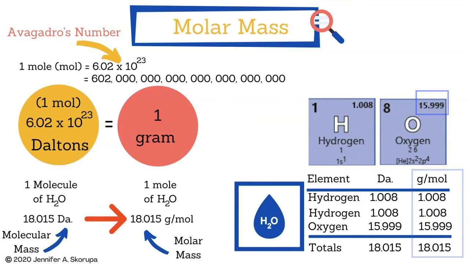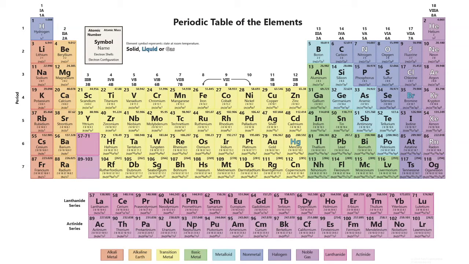So to calculate the molecular mass of a molecule, let's use salt, NaCl, as an example. Looking at the periodic table, I see that the atomic mass of sodium, Na, is 23, and chlorine, Cl, is 35. NaCl, the compound, contains 1 sodium and 1 chlorine, so I add these two molar masses together to calculate the molecular mass of 58 grams per mole. So if I have 1 mole, 6.02 times 10 to the 23rd molecules of salt, I would have a mass of 58 grams. Let's do one more.